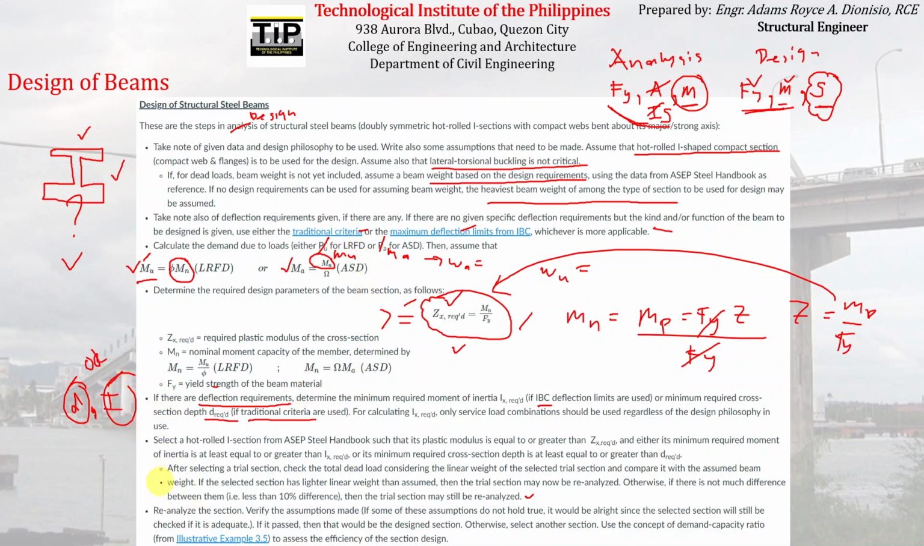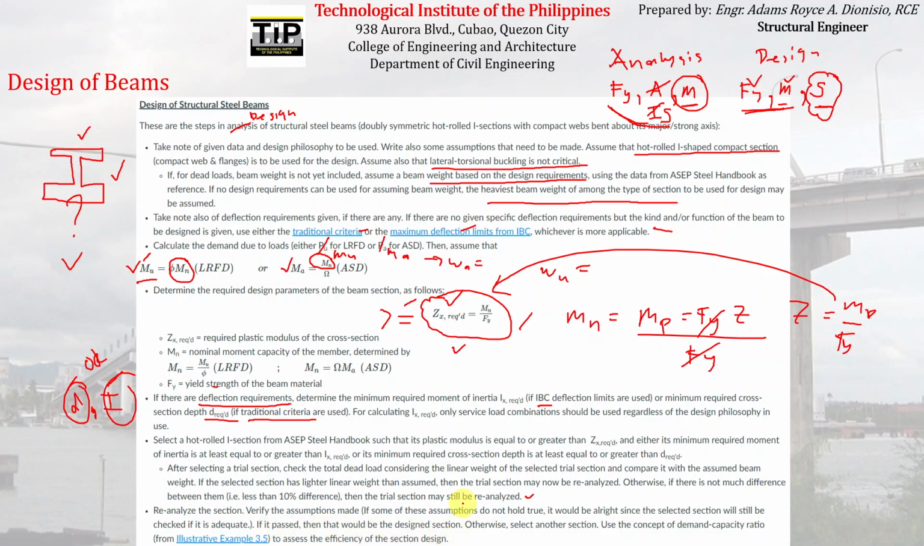After having a steel section, you have to reanalyze the section. You have to verify the assumptions made. If some of these assumptions do not hold true, it would be all right since the selected section will still be checked if it is adequate. If it passes, then that would be the design section. Otherwise, select another section. Use the concept of demand capacity ratio from illustrative example 3.5 to assess the efficiency of the section design.